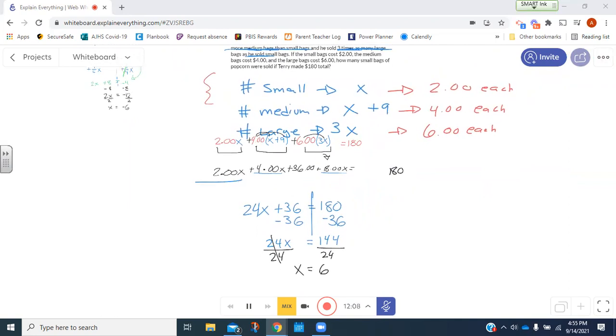Okay, remember that you can always go through and recheck your work by substituting whatever you solved for x. You can substitute that back in everywhere that you see x, and you should be able to get the same thing.